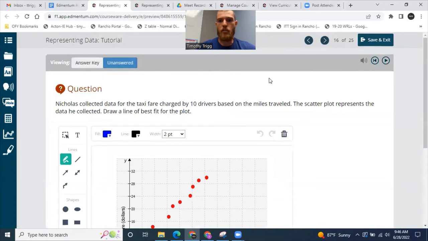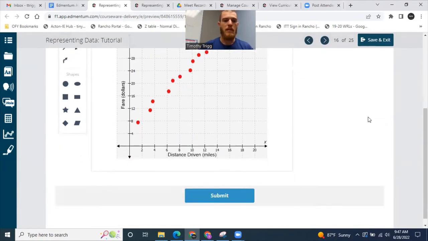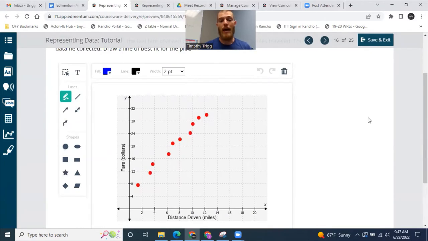Okay, let's go ahead and move on to page 16 here. Nicholas collected data for the taxi fare charged by 10 drivers based on the miles traveled. The scatter plot represents the data collected. Draw a line of best fit for the plot. So basically we just want to draw a line that, not necessarily through specific points, but is a good average through.